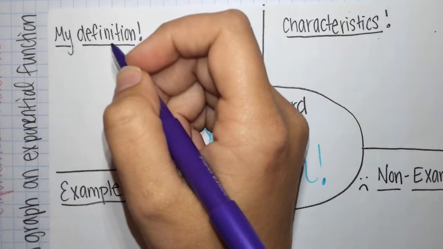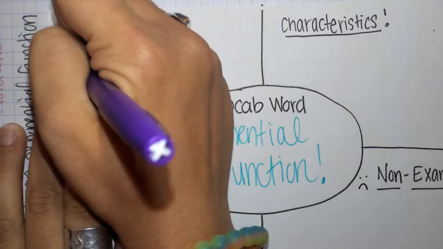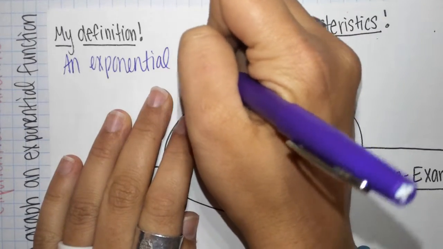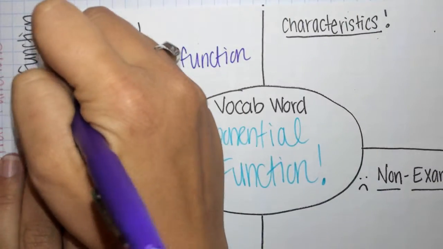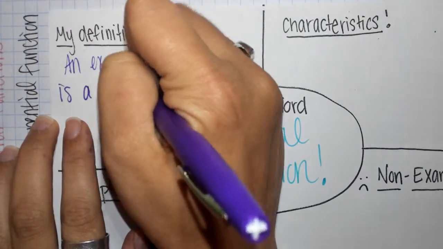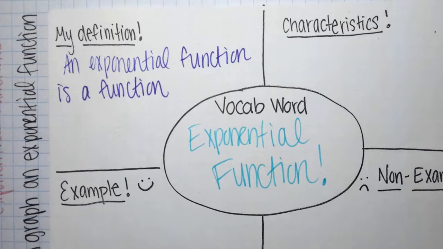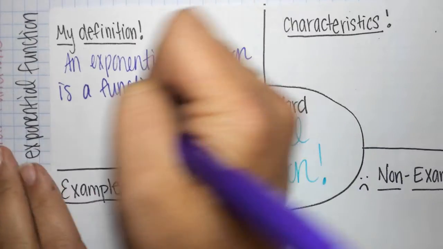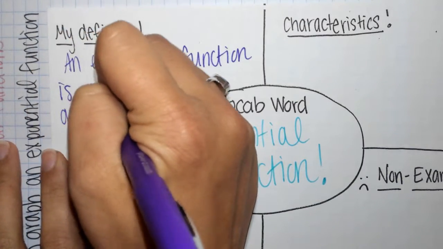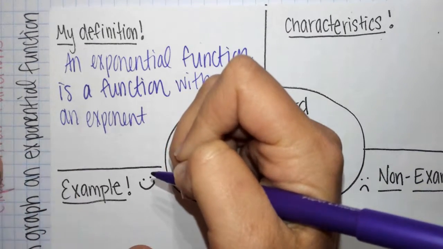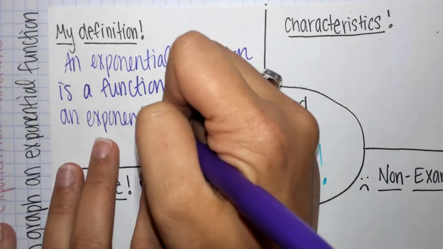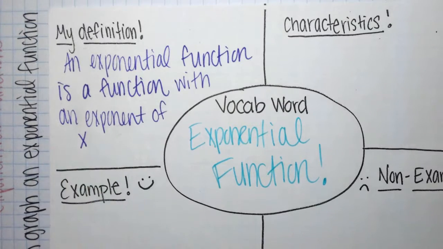So the definition is, an exponential function is a function with an exponent. It has an exponent of x.